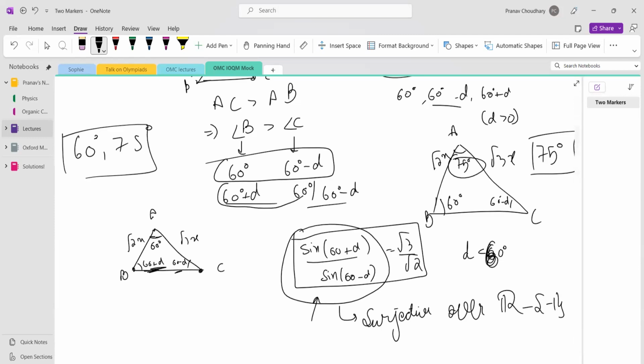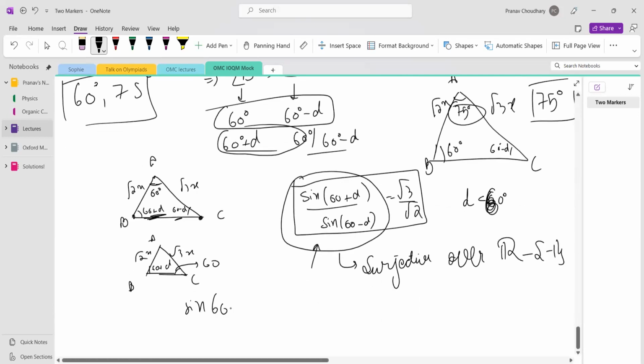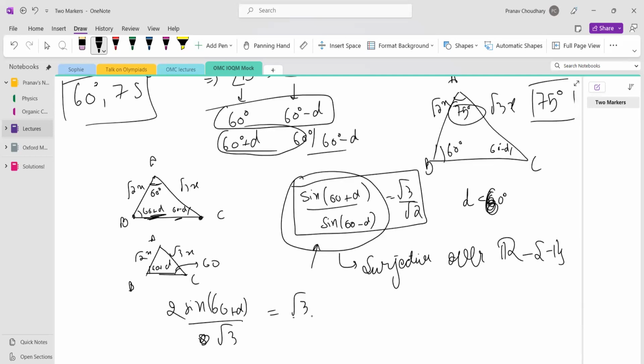Okay, I'm actually not trying this case. Let's just see what we get in this case. ABC, 60 plus D, 60, root 2x, root 3x. So you'll have sine of 60 plus D over sine 60, which is root 3 by 2, must be equal to root 3 by root 2, which means sine of 60 plus D should be 3 over 2 root 2.